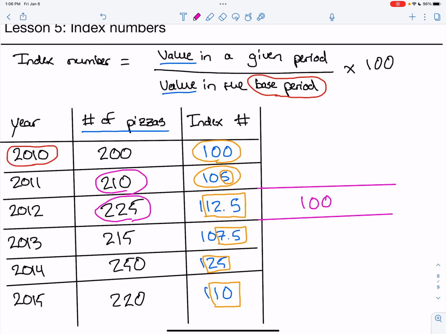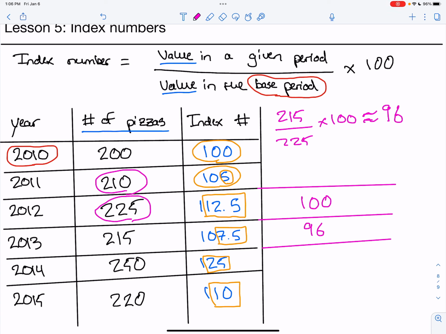And in 2013, we can calculate our index number by taking 215, dividing it by 225, and multiplying this by 100, which would give us approximately, rounding up here, 96. Okay, so this is interesting. We have our first example of an index number that's actually lower than 100, okay? But the same principle applies here.